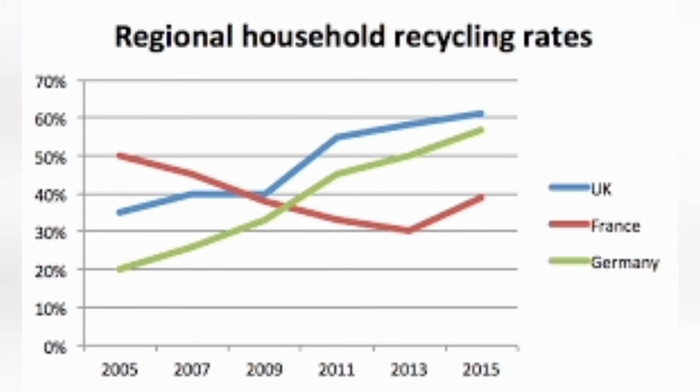This is the line graph which we are going to discuss today. There are three countries which are presented here. In blue, there is UK, red, France, and green is Germany. On the left side of the table, you are seeing the percentages, and below the chart, you are seeing the years.